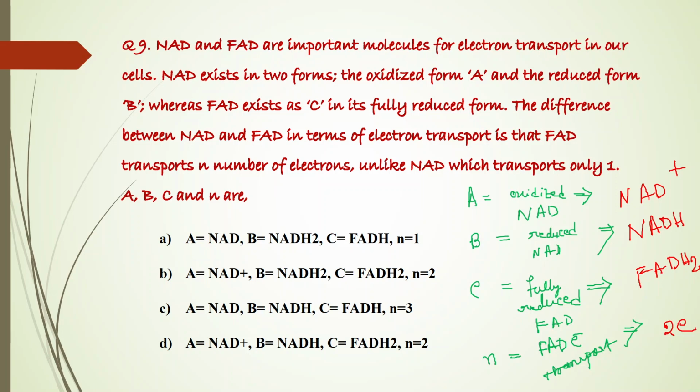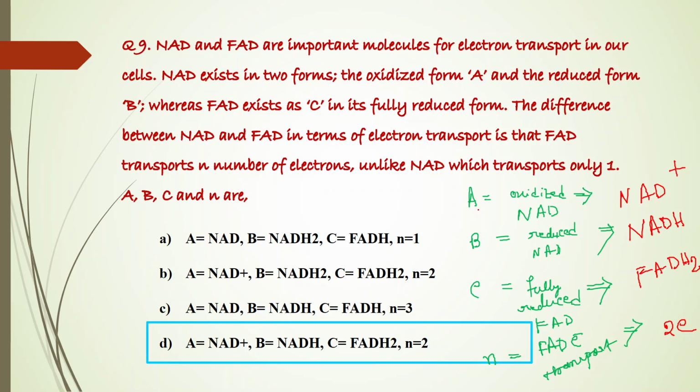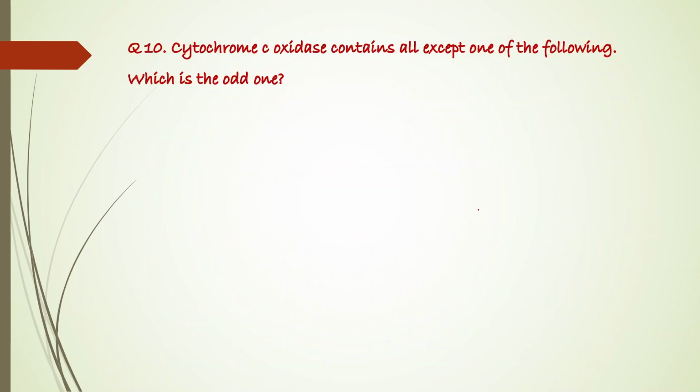Fine. So this question was very easy. All you had to do is read the statements that are given and identify which species they are talking about. Otherwise, the question was altogether very easy. So matching with this, the correct option should be option number D. A is your NAD plus, B is NADH, C is FADH2, and N, the number of electrons, is 2. So let us move to the next one.